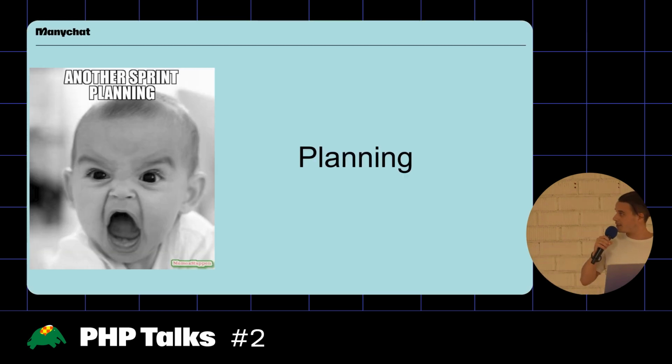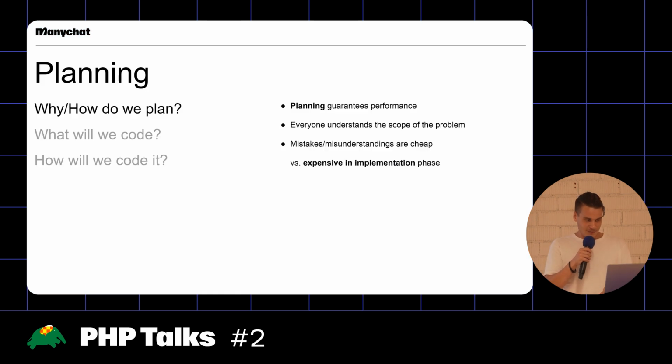So maybe let's start with planning. Maybe some of you are familiar with sprint planning, and maybe some of you are also familiar with this phase at the beginning of the sprint. At least I have been there quite a few times. But first of all, let's take a look. Why do we plan, actually? Well, planning guarantees performance, and everybody is on the same line. So we understand what needs to be built, and everybody is at the same level. But also, in planning, we can still make mistakes and have misunderstandings, because they are very cheap to resolve.